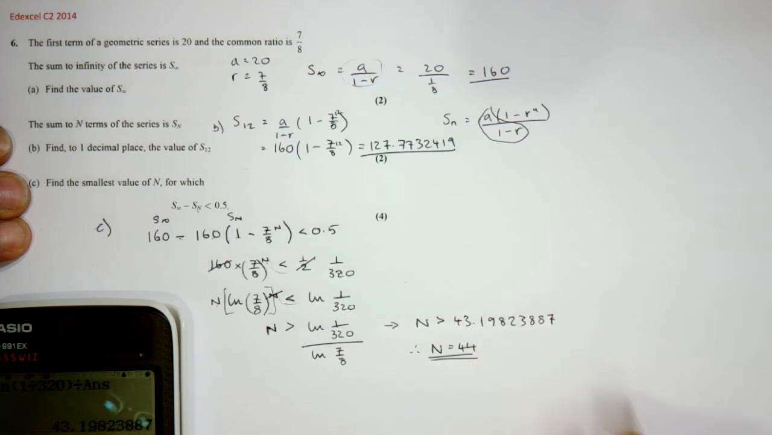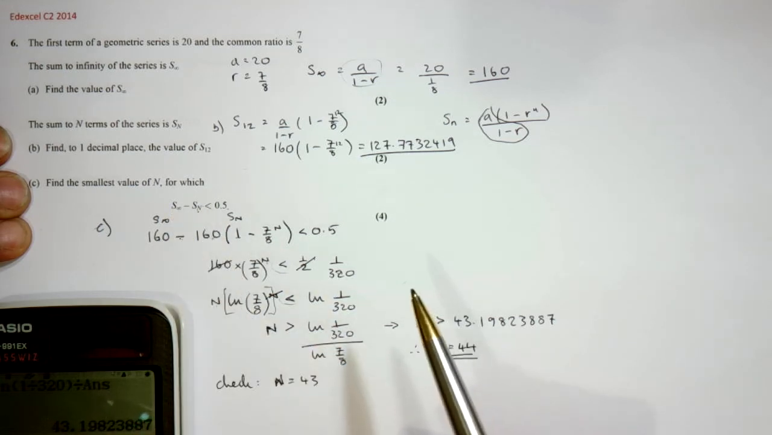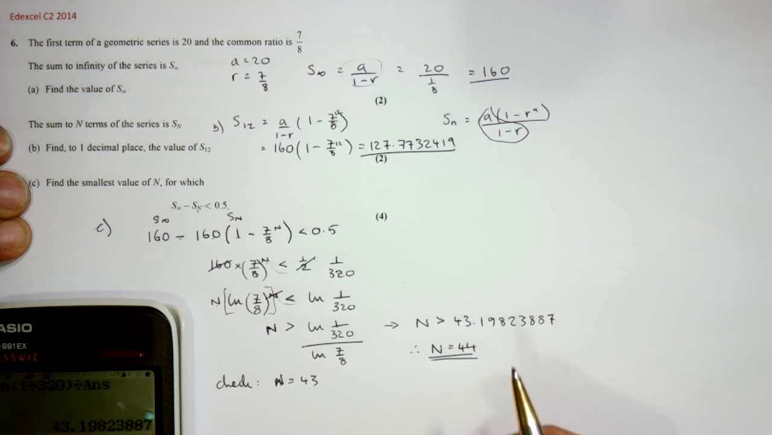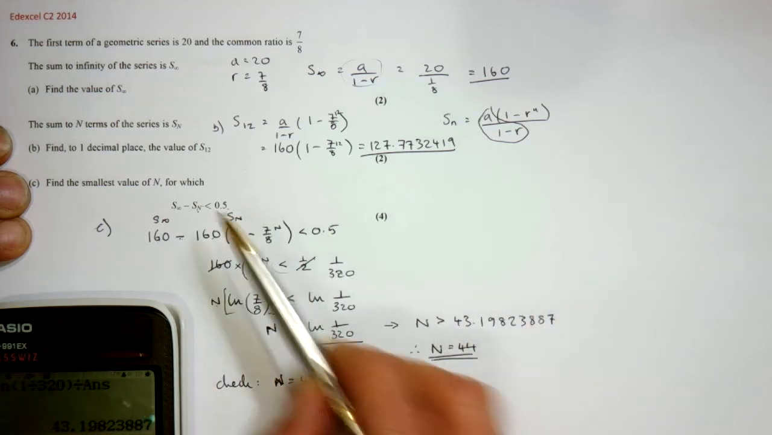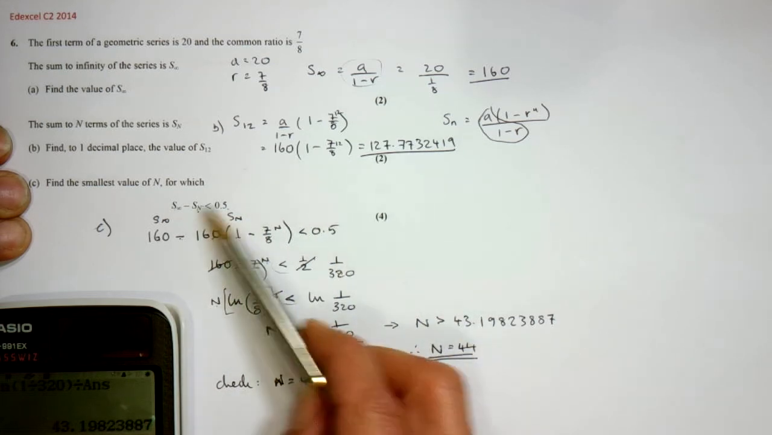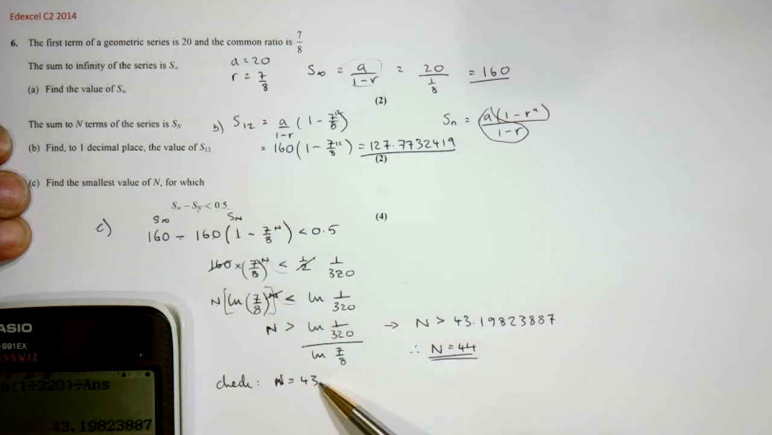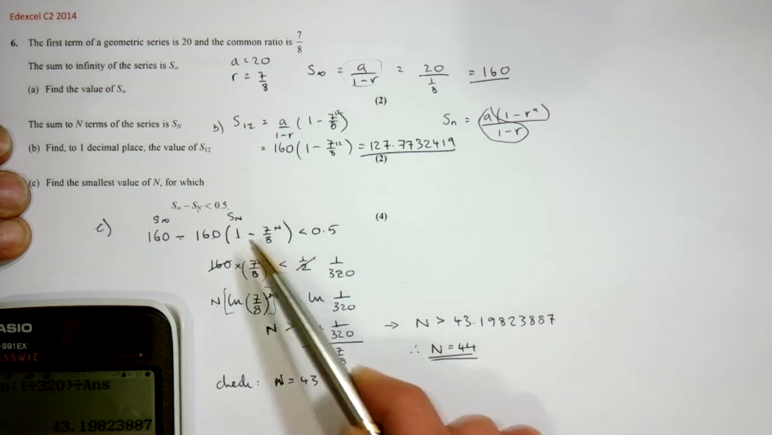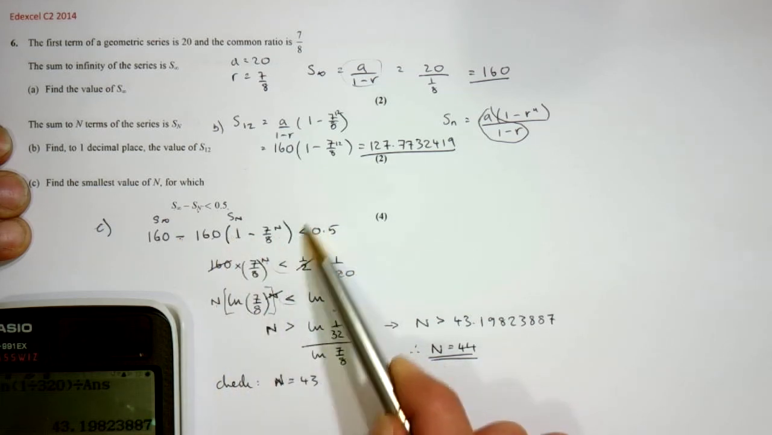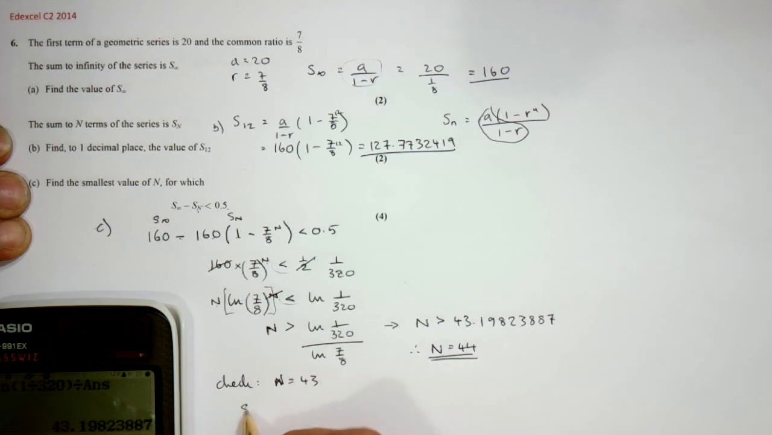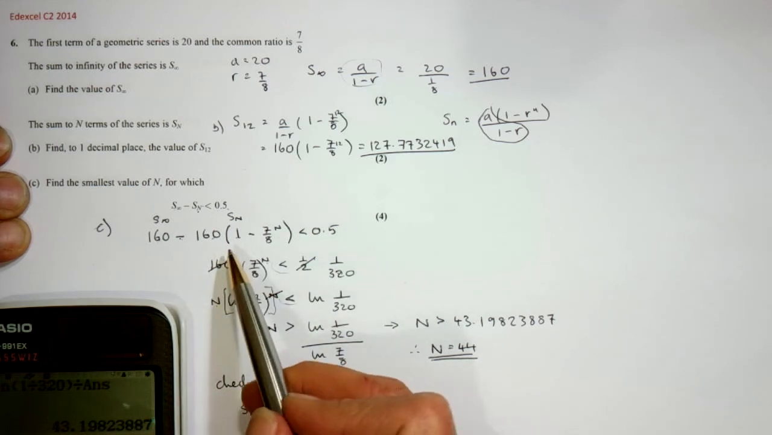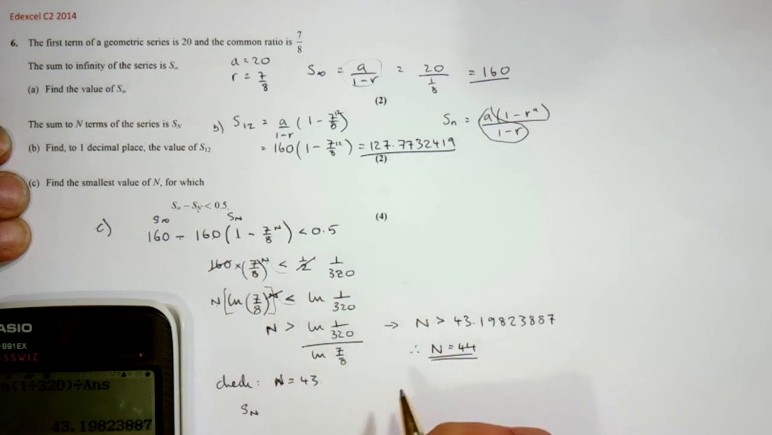That's our final answer. And now we do a check, as we always do at the end of a question before we move on to the next one. Check. When n is 43, sum infinity take away sum of 43 terms should be bigger than 0.5. When n is 44, it's less than 0.5. So the difference between these is bigger than 0.5 when n is smaller than 44. So if we put n is 43 into this formula, we should get a number less than 159.5.